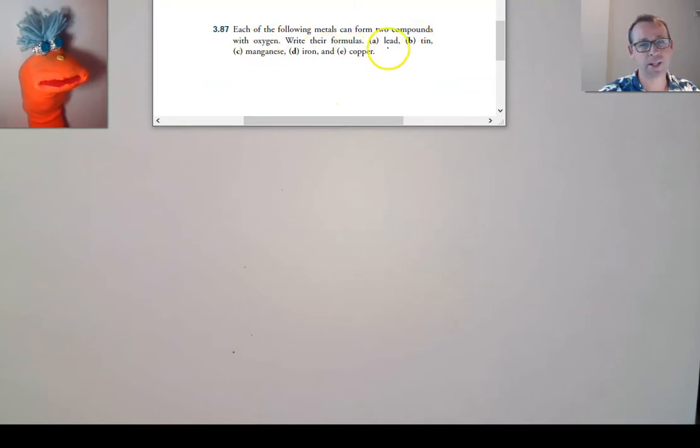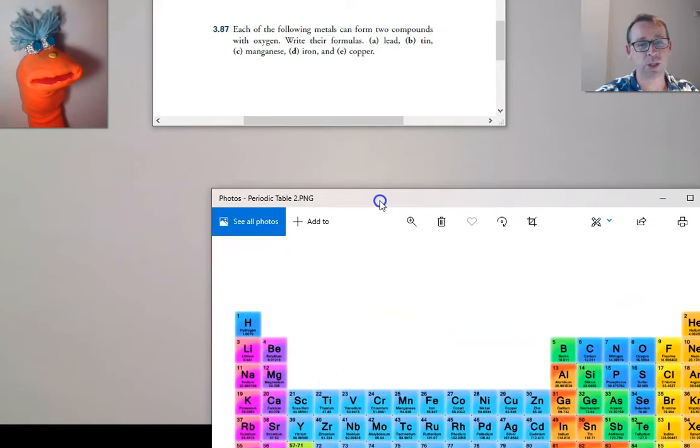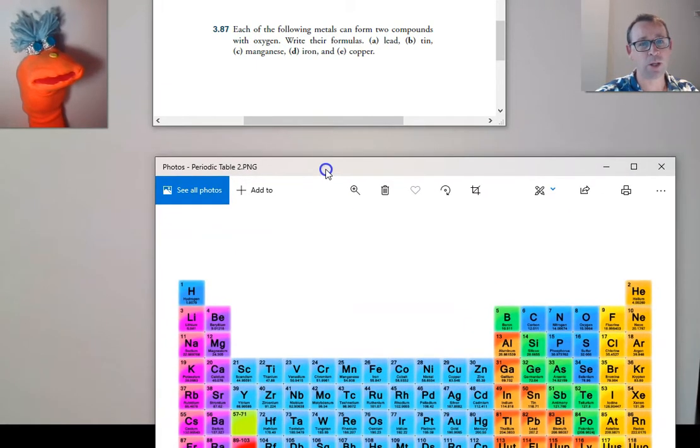Okay, good. Each of the following metals can form 2 compounds with oxygen. Write their formulas: lead, tin, manganese, iron, and copper. So we want to know what the 2 compounds are that they can form. At this point in our studies, we just have to look in the book and find out what the charges are on these different elements, right?